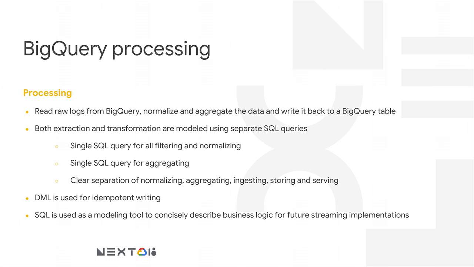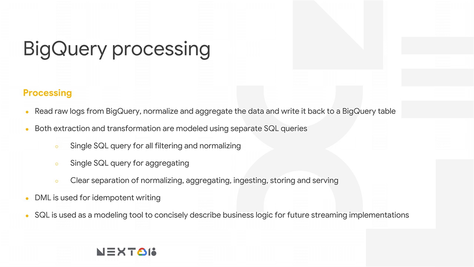To recap what's happening in BigQuery processing, we're reading all of the raw logs from BigQuery, normalizing and aggregating the data, and writing it back to an aggregated table in BigQuery. Both extraction and transformation are modeled using separate SQL queries: a separate SQL query for filtering and normalization, and one SQL query for aggregation. This allows a clear separation of normalizing, aggregating, and also ingestion, storing, and serving, because that's done in a completely different technology stack. We're using DML, so think of a SQL merge statement, to idempotently write new data into our aggregated table, which makes our jobs idempotent in terms of, let's say, a job failed in the middle of writing.